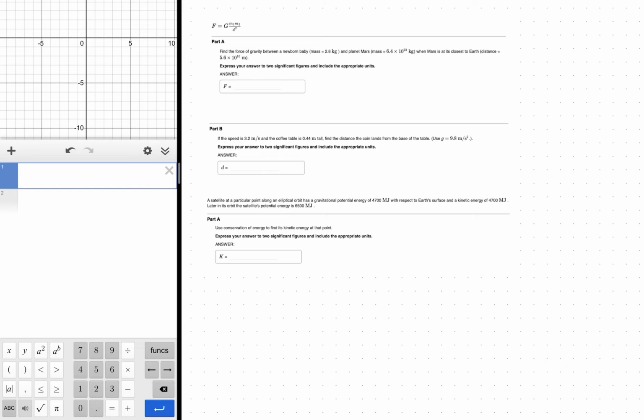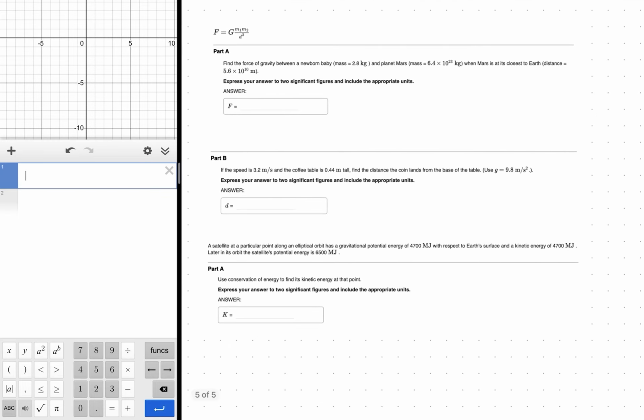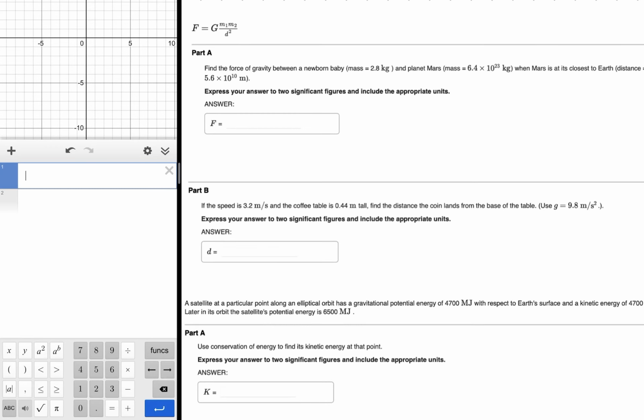And then we're going to talk about satellite motion, in particular, what are called elliptical satellites, where we use conservation of energy. So let's go ahead and write down some of those key terms, and then we'll get into some key equations. Okay, so for this first one, we have universal gravitation.